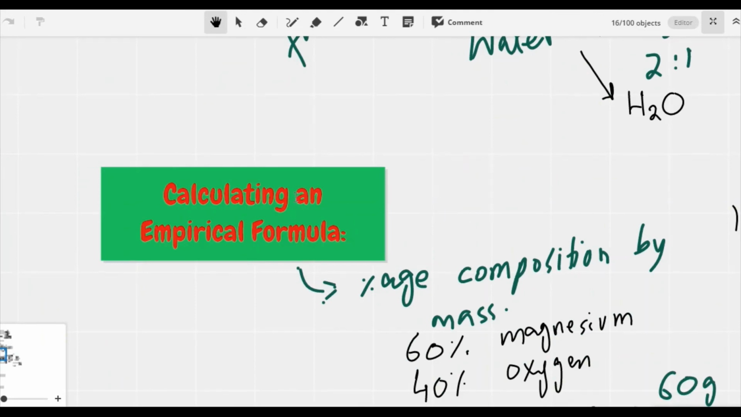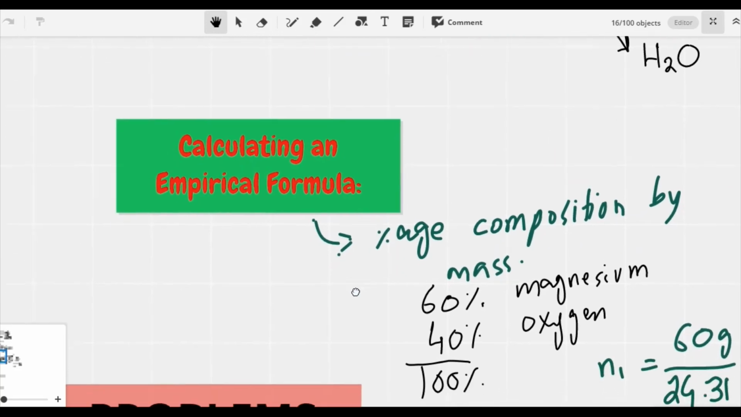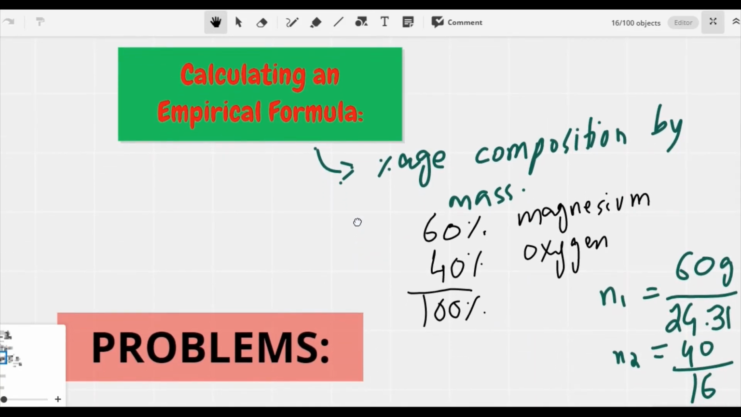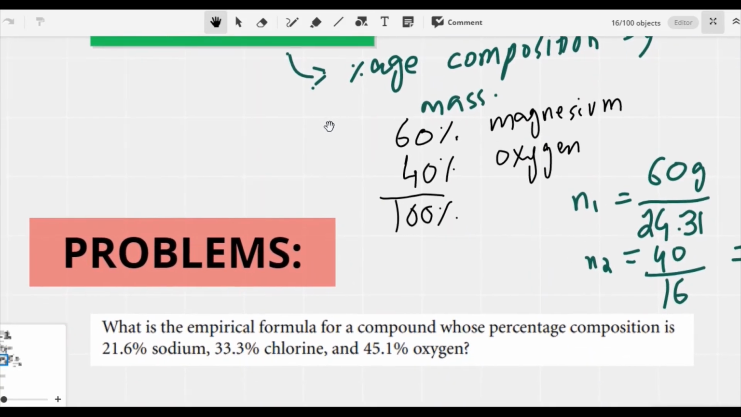Okay students, so that is the way in which we can find or calculate the empirical formula from the percentage composition. In the next video, we will solve some problems relating to empirical formula.